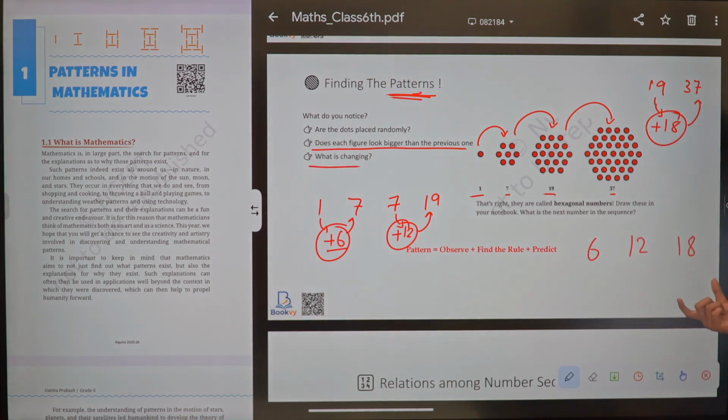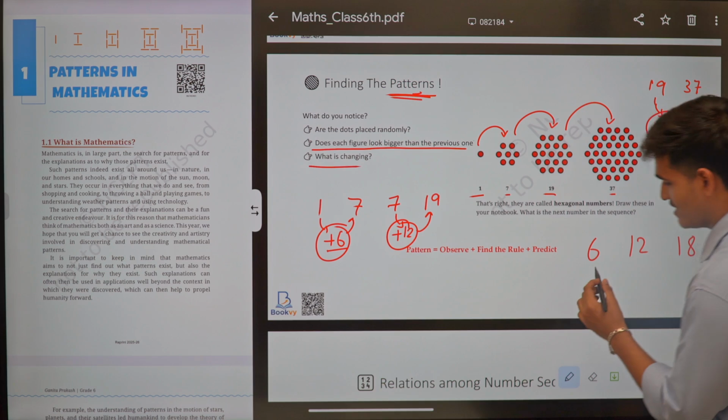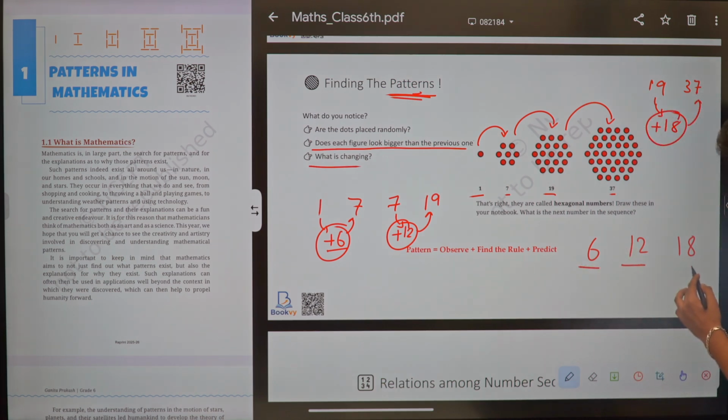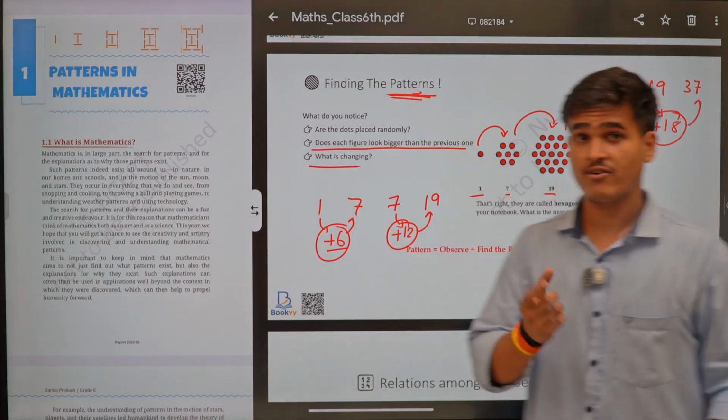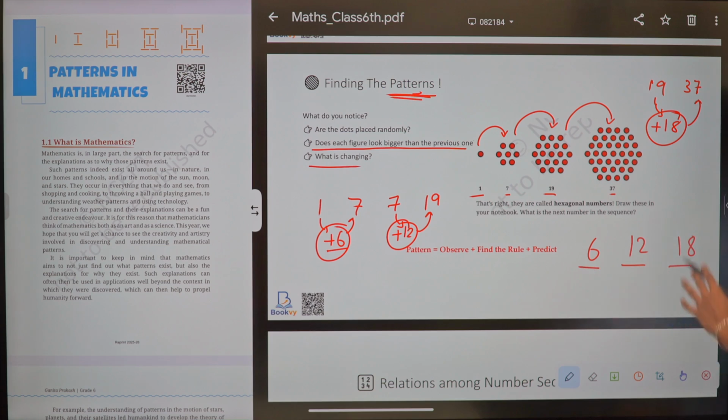Are these numbers following any pattern? I know you are smart students. If you know the table of 6: 6 ones are 6, 6 twos are 12, 6 threes are 18. Sir, there is a difference of 6. Yeah, I have got this. There is a difference of 6 between the numbers.